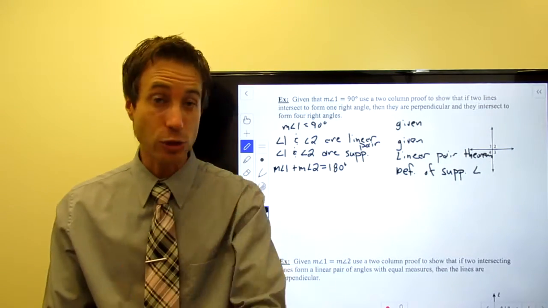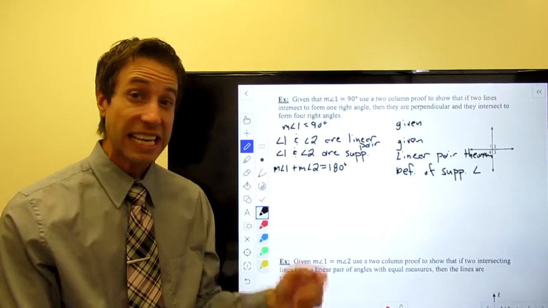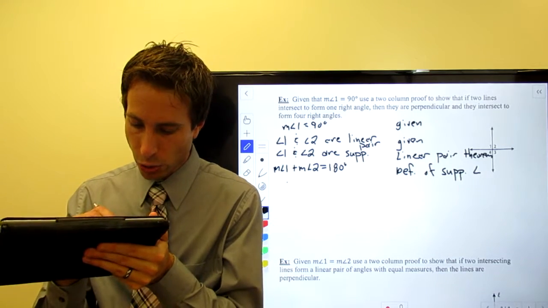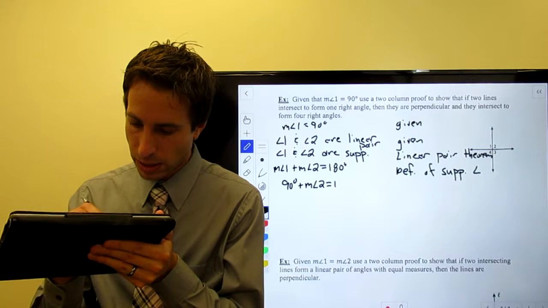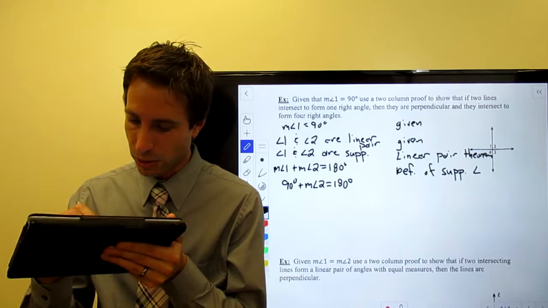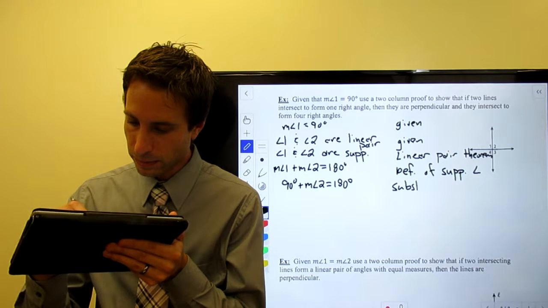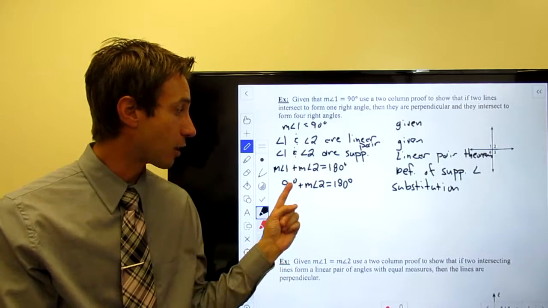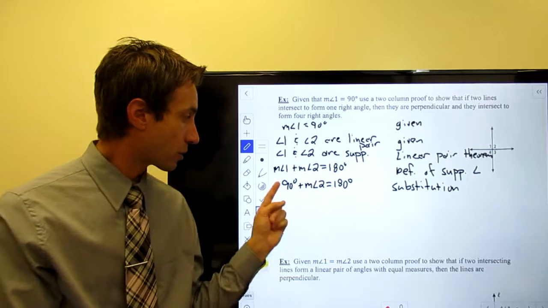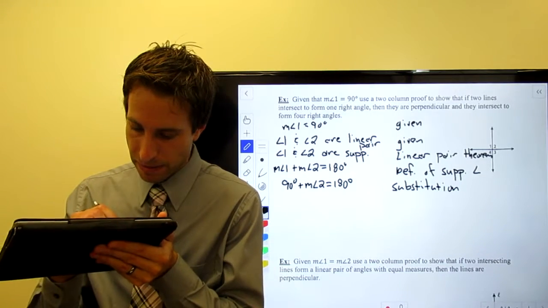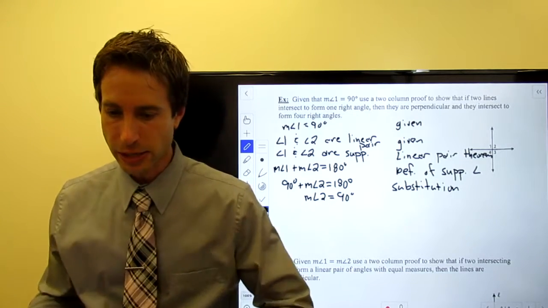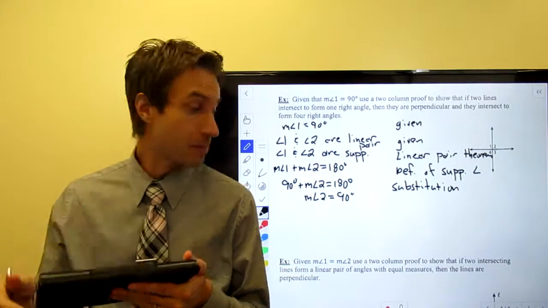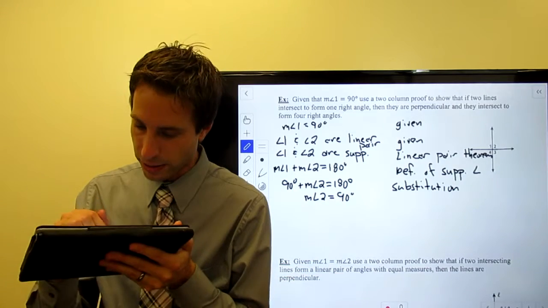No big deal. But now, here's what I know. The measure of angle 1 is 90 degrees, so we're going to do a quick substitution. 90 degrees plus the measure of angle 2 is 180 degrees. That's a substitution. I'm simply substituting 90 for the measure of angle 1. Then I subtract that to the other side. The measure of angle 2 is 90 degrees. That's the subtraction property. I subtract the 90 to the other side.